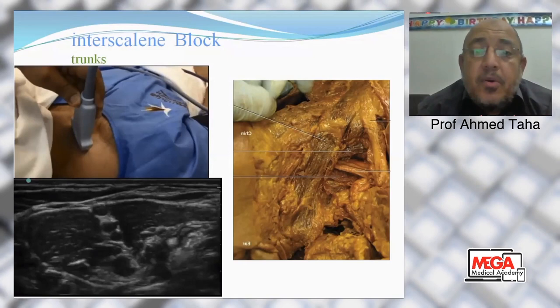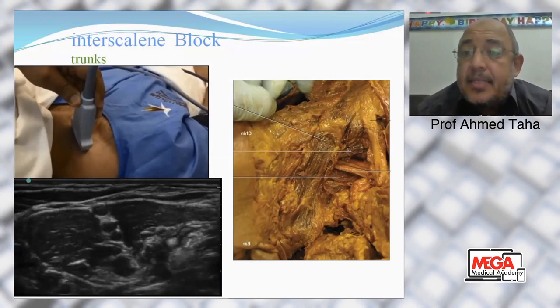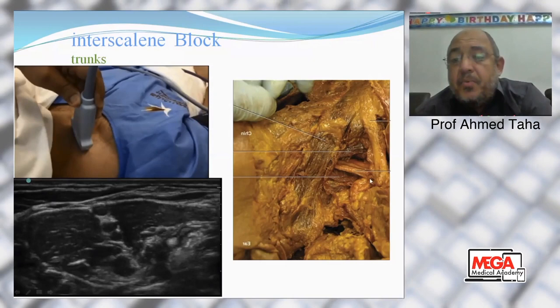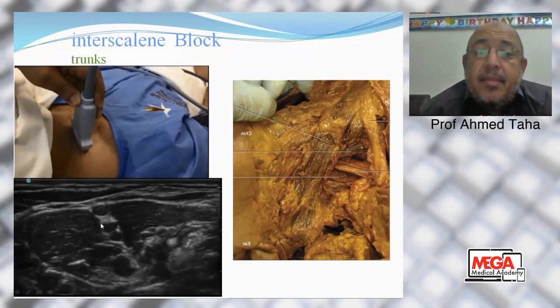Now we are going to speak about some brachial plexus techniques, blocks, and their drawbacks and advantages. The first one is the interscalene block. It's a very simple block and a very successful block as well, where you block the trunks of the brachial plexus. As you see here, this is the brachial plexus between the scalene muscles. And here is the sonographic appearance. You block this brachial plexus, and this is the interscalene, a very successful and very simple block.